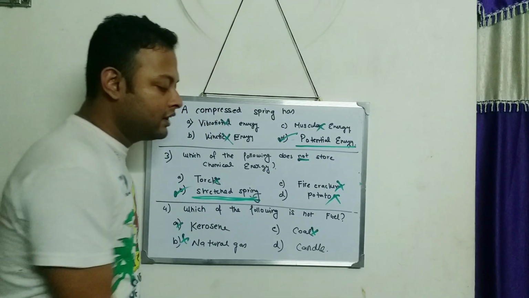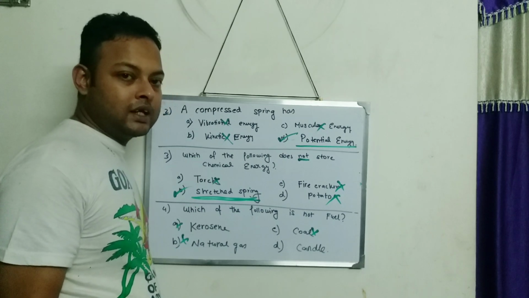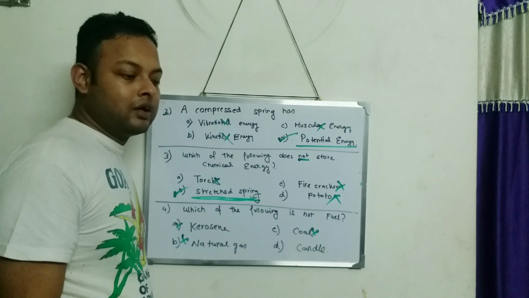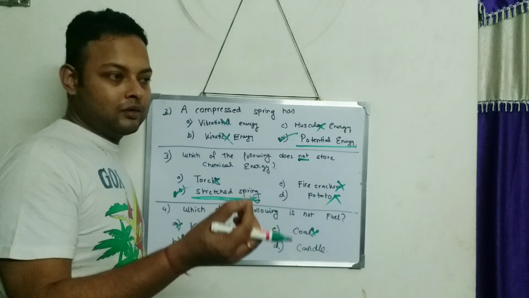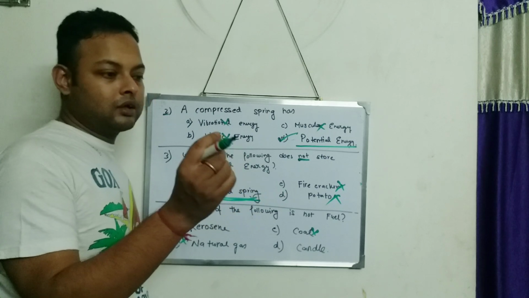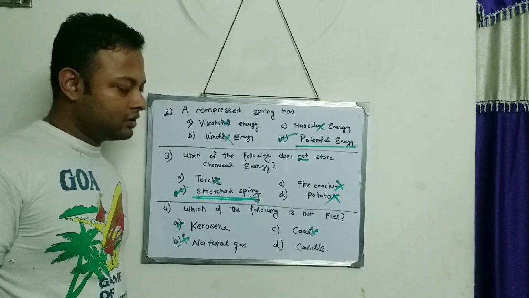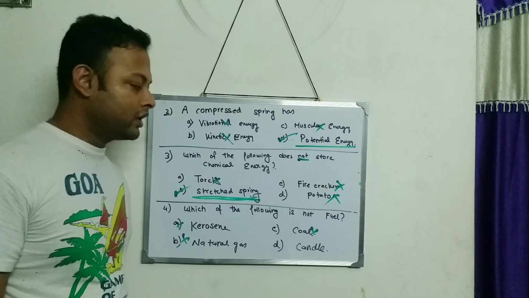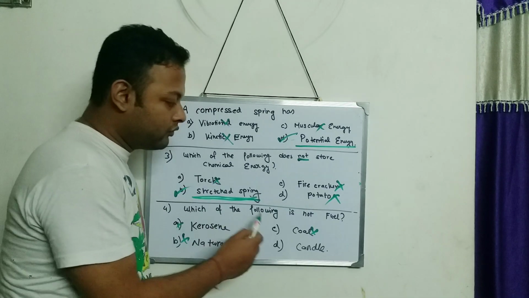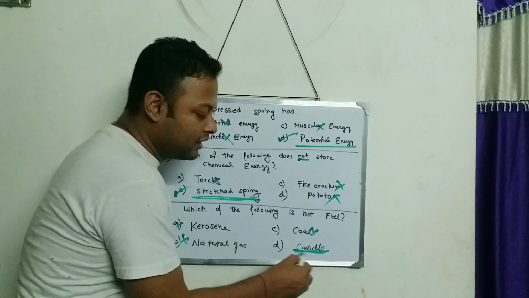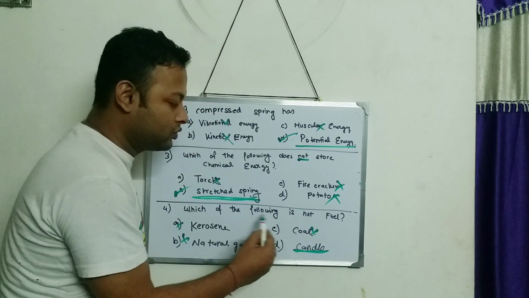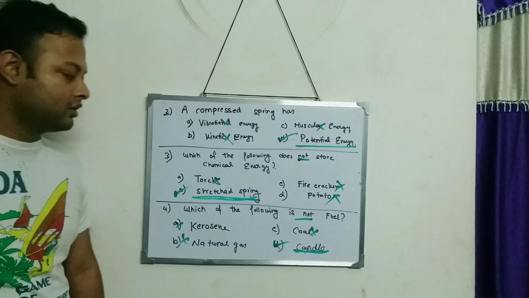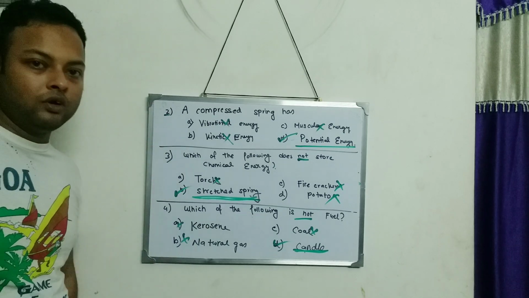But talking about candle, does a candle contain any kind of chemicals? No. A candle doesn't contain any kind of chemical. That only melts, and that thin small wick is there, that wick burns. So a candle doesn't have any kind of fuel. So, which of the following is not a fuel? A candle is not a fuel. So this is my correct answer. I think you got question number 2, 3 and 4 correctly.